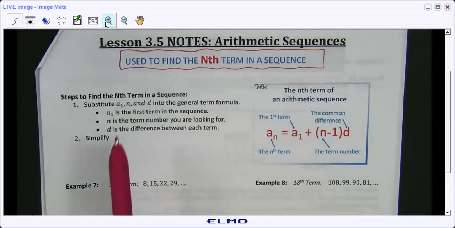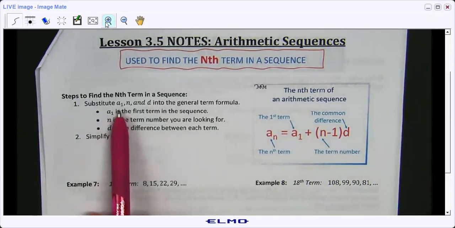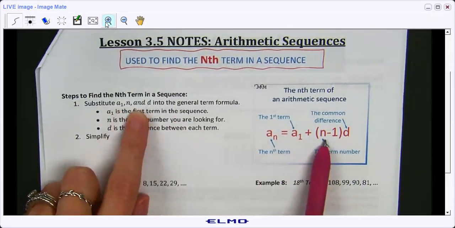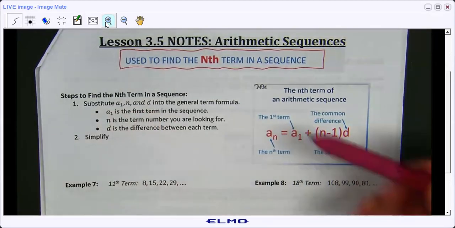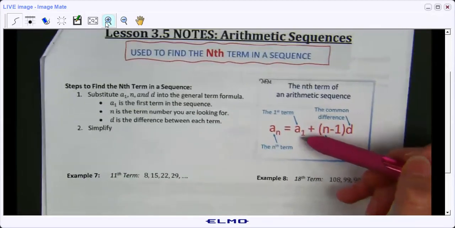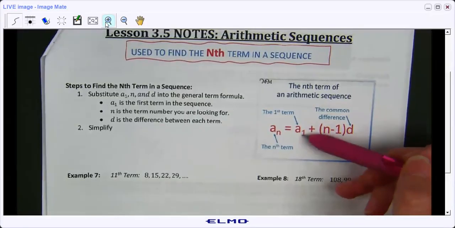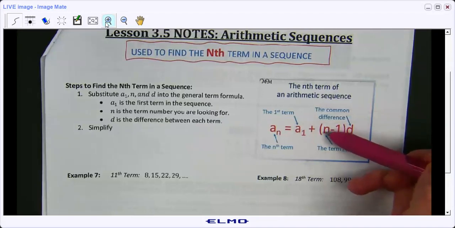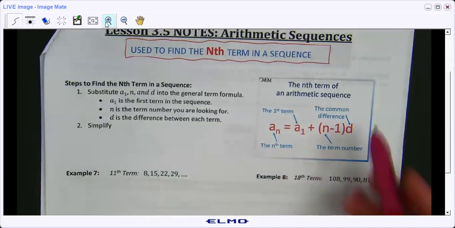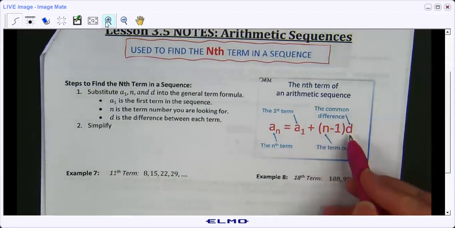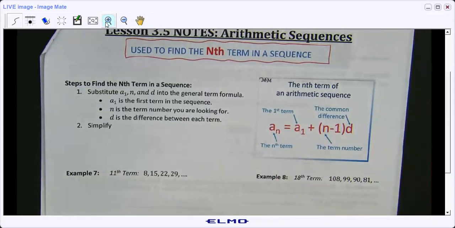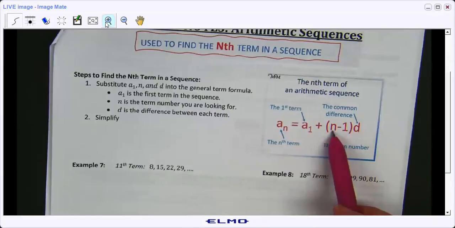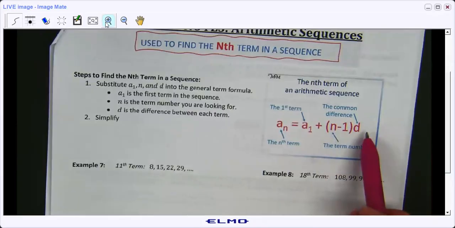In the formula, you are going to be substituting values in for a subscript 1, the n, and the d. This a subscript 1 is the very first term in your sequence, and the 1 can kind of remind you of that. And then the n is the term number that you're looking for. So in example 7, 11 would go where that n is. And then the d stands for the common difference. So you're going to take the first term and add it to the term you're looking for minus 1 times the common difference.